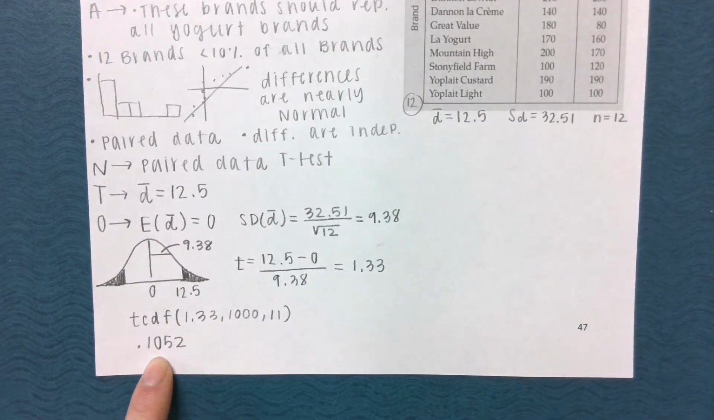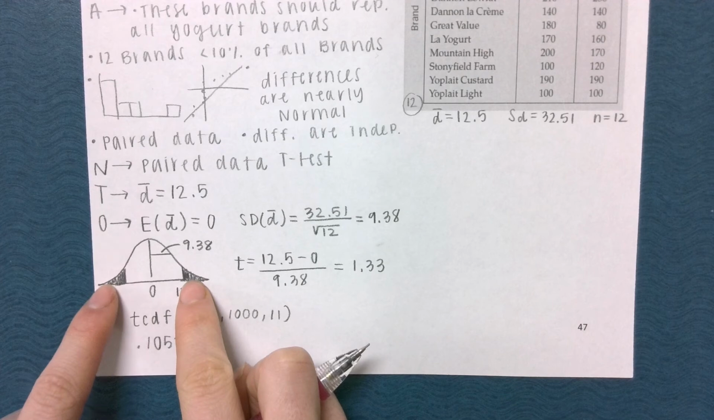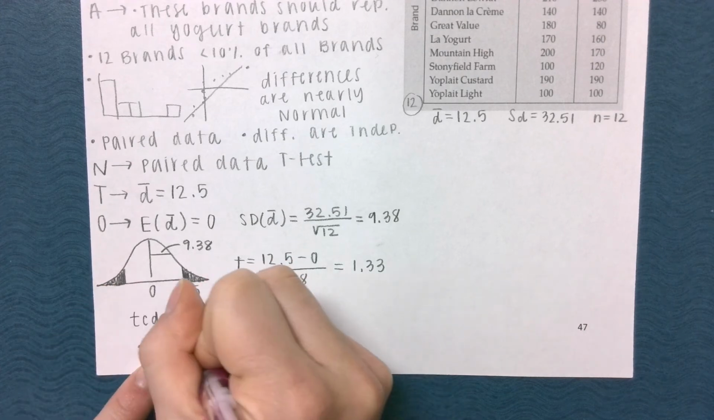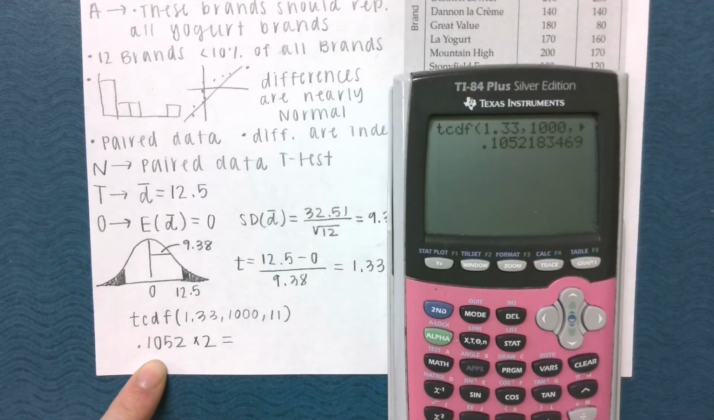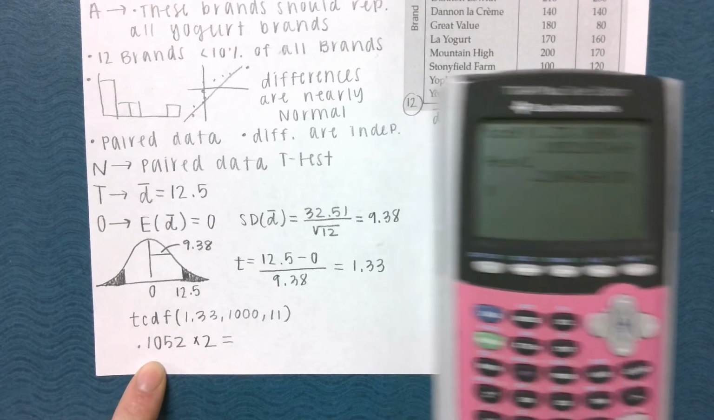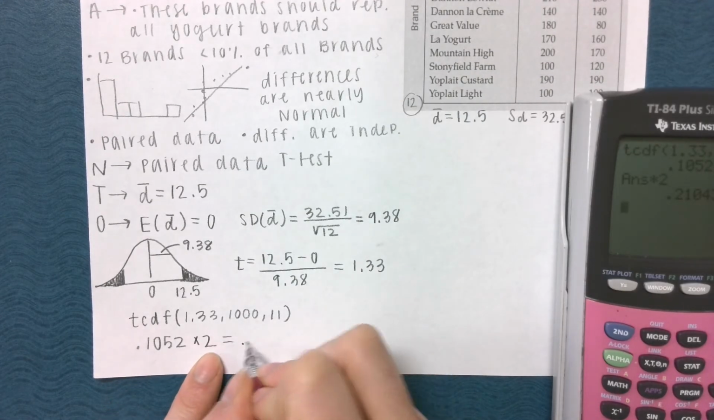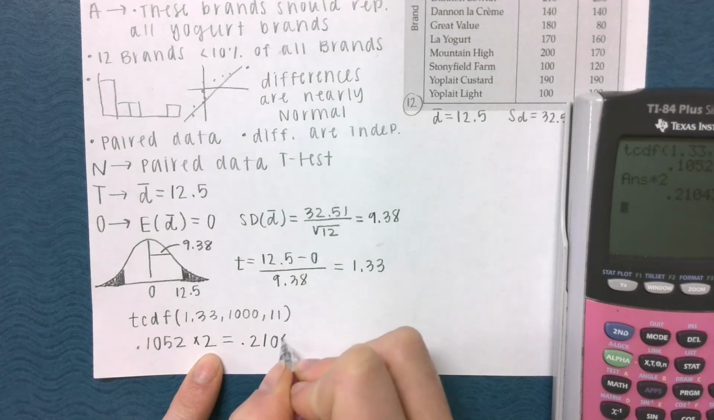Since this was a two-sided test, remember I'm looking for both of these shaded areas, so we're going to go ahead and multiply this by 2. So that gives me a final p-value of 0.2104.